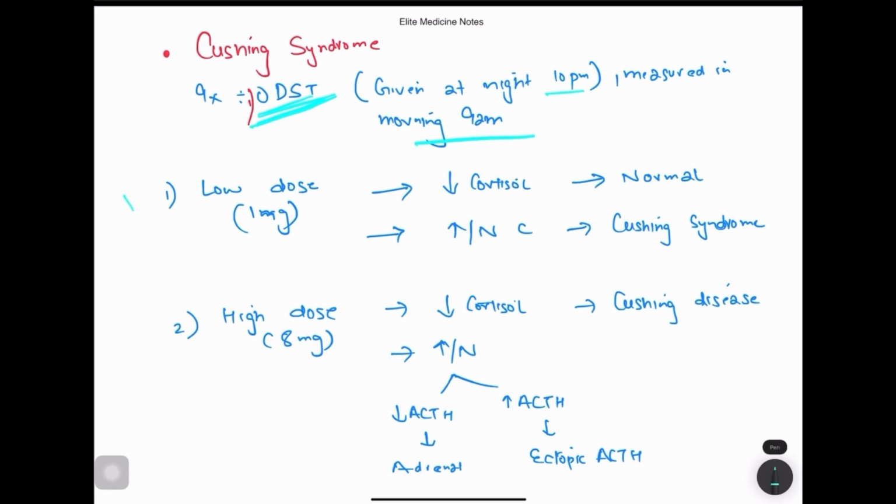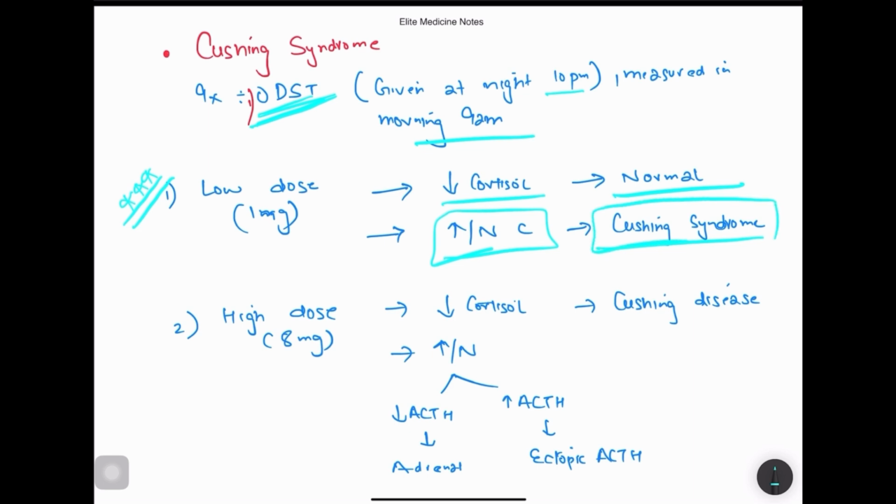Okay, so we start with the low dose dexamethasone, and if we give dexamethasone from outside, normally it will inhibit the cortisol production. So the cortisol level will be reduced, so it is normal. But in case low dose dexamethasone is not inhibiting and the cortisol level is normal or increased, it is a Cushing syndrome. Now we have to diagnose whether the Cushing syndrome is due to Cushing disease, or due to ectopic ACTH excretion, or due to an adrenal gland problem.